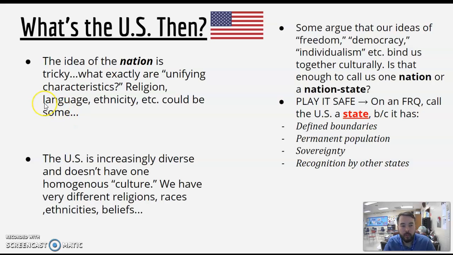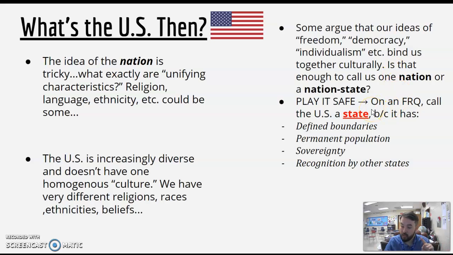Reason being, calling the United States a nation is kind of tricky because a nation has unified characteristics. And if you look at the United States, we are not necessarily a homogeneous culture. Very different religions, races, ethnicities, beliefs, even within like a few thousand miles of each other. And it's a very large country with lots of different ideas about culture. Some would argue that our ideas of freedom, democracy, individualism bind us together. Also the fact that a lot of people in America speak English. But a lot of people would argue that that's not enough to be considered a nation or a nation state.